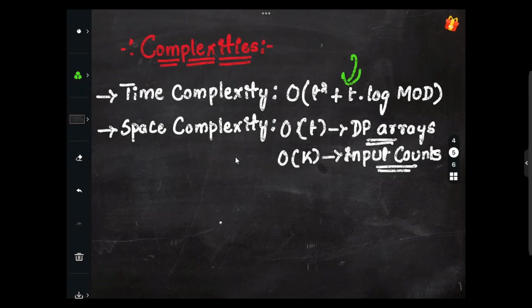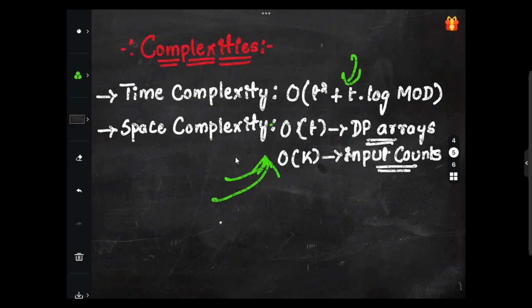So this is fine. So what will be the space complexity here? The space complexity would be big O of t for the DP array, nothing but size 1001, plus big O of k for the input counts, right? So overall, the time complexity and the space complexity for the code that we'll be writing would be big O of t square plus t into log mod, and big O of t for the DP array, and big O of k for the input counts, nothing but the space complexity.